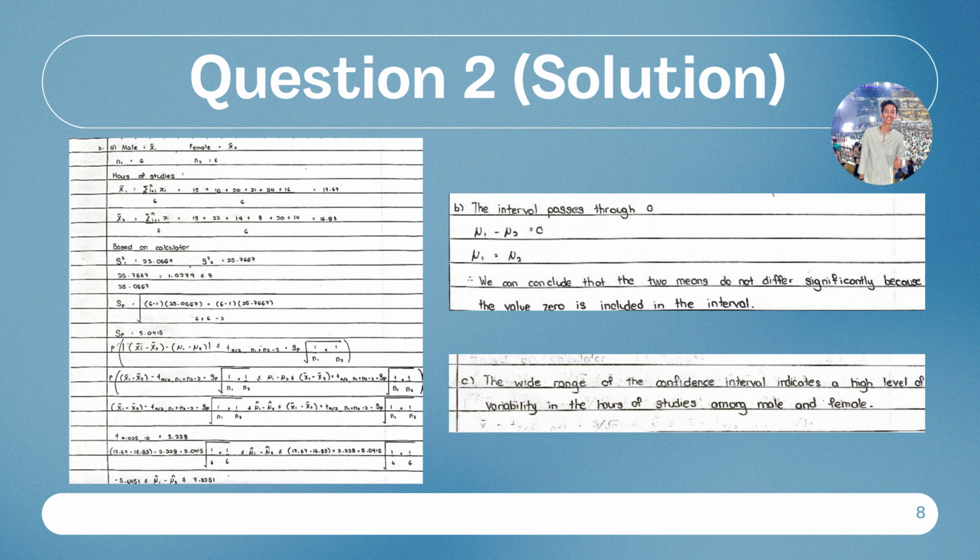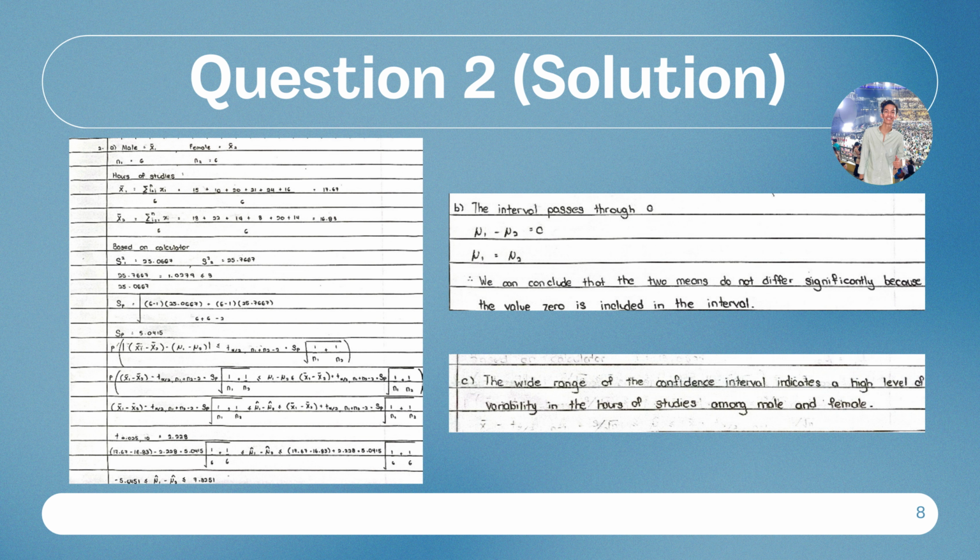The solution for question 2A is we started by using gender and hours of study as the data to calculate its interval for the mean. We have identified that alpha is 0.05, obtained from 1 minus 0.95, and that n1, which represents the number of males, equals 6, and n2, which represents the number of females, also equals 6. We first calculate the x bar values using the formula summation of x divided by n, and we achieve x bar 1 equals 17.67 and x bar 2 equals 16.83.